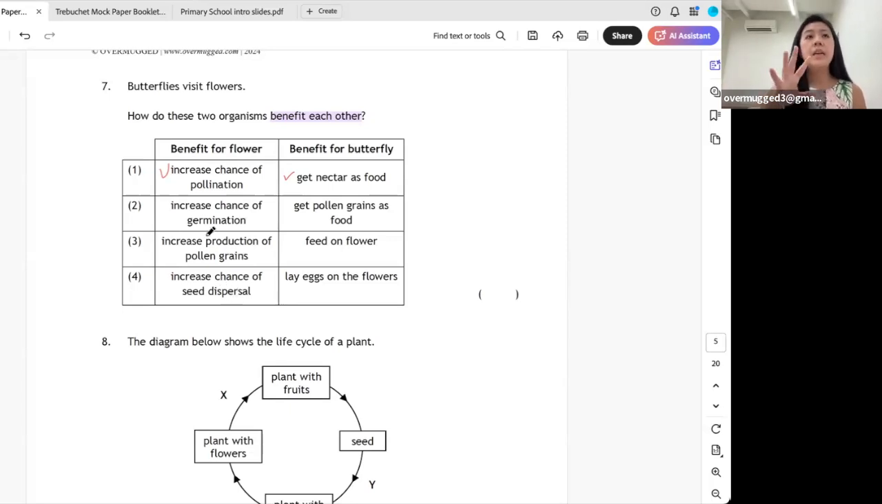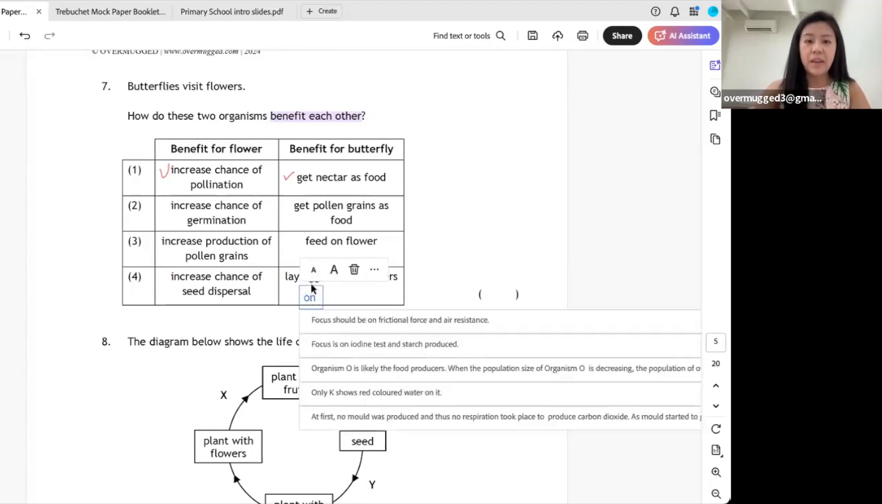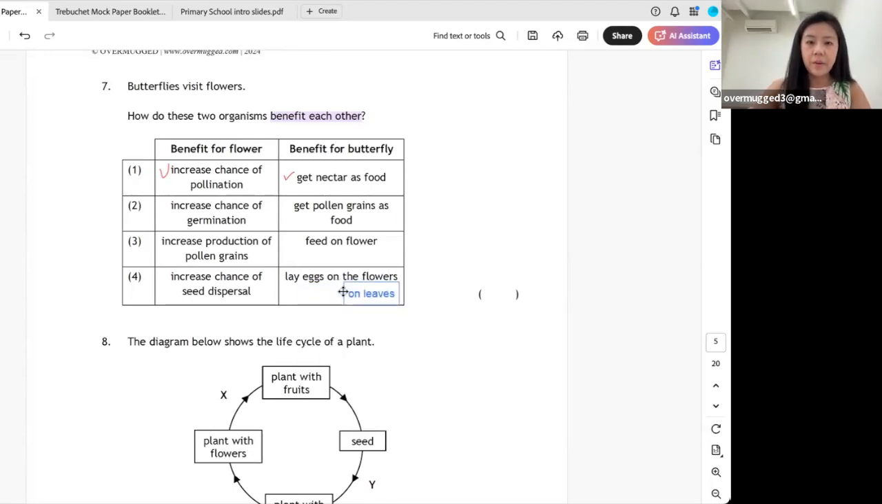For this to happen, the fruit must have already been formed, okay? And at the stage where the plant has the flowers, there are no fruits yet. So it doesn't help in the increase in chance of seed dispersal. On the other hand, okay, pollen grains are not food for the butterflies. Butterflies do not eat the flowers, and butterflies do not lay eggs on flowers. They actually lay eggs on the leaves. Okay, so let me just annotate here. They lay eggs on leaves and not flowers. Okay, so over here, our answer would be option 1.